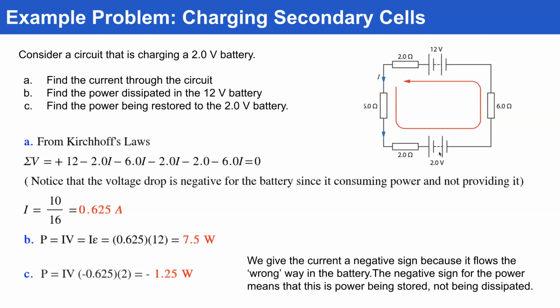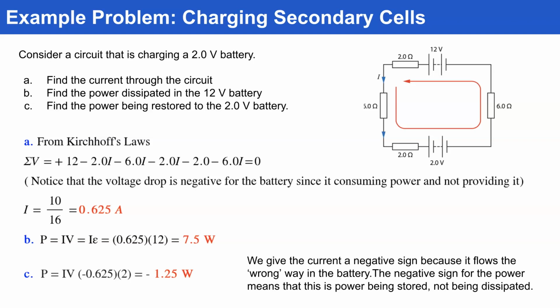And so to find the power dissipated in the 12 volt battery, we have P equals I times V. Well, I is 0.625. The voltage of the battery is 12, so 7.5 watts. Now, the power dissipated in the 2-volt battery, same thing, power equals I times V, so we get negative 1.25 watts.